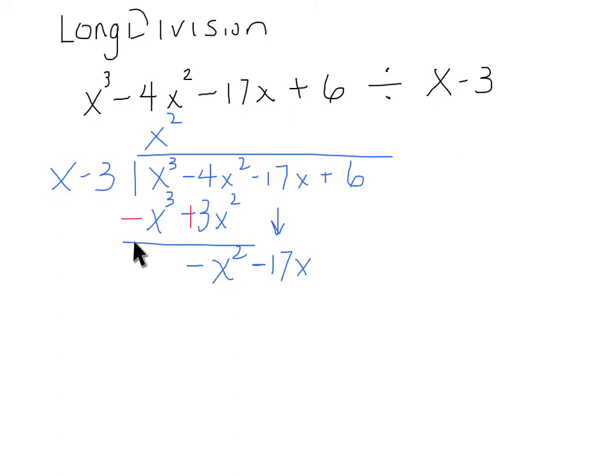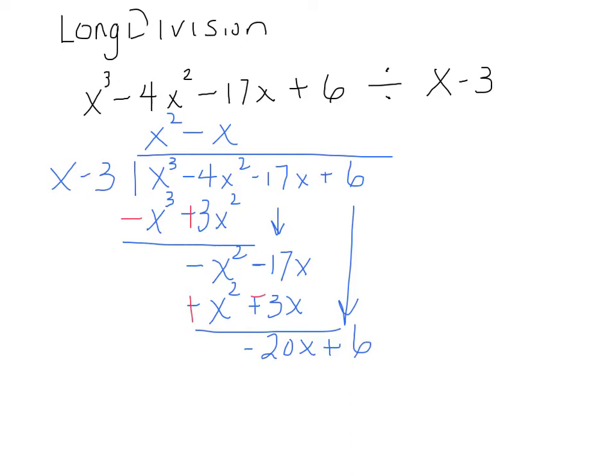We say x times what is negative x squared, and so we write minus x, and then we multiply. So negative x times x is negative x squared. Negative times a negative is a positive. And then we change signs and add them together. So we have negative 20x. We bring down our last number, and we ask ourselves the same question again. X times what is negative 20x? And so that's going to be minus 20. I'm going to have minus 20x plus 60.